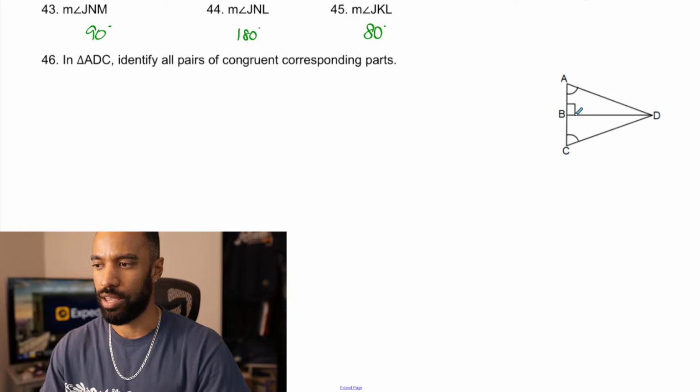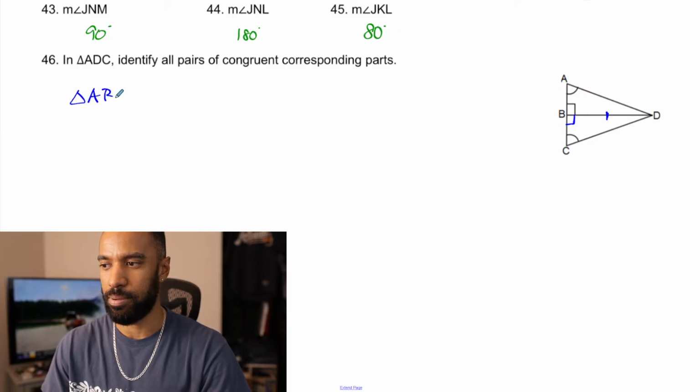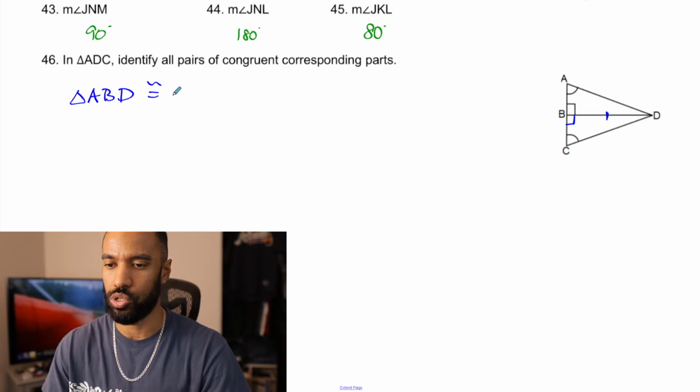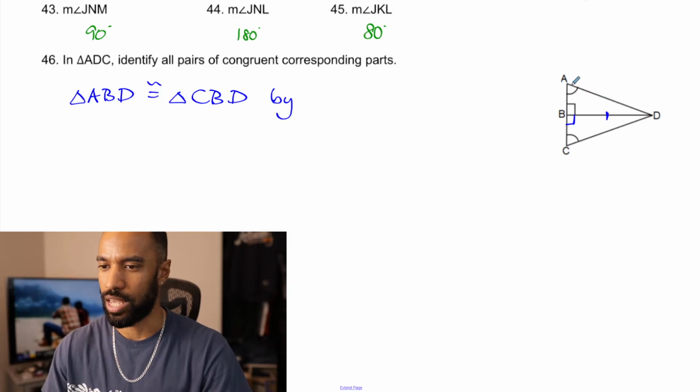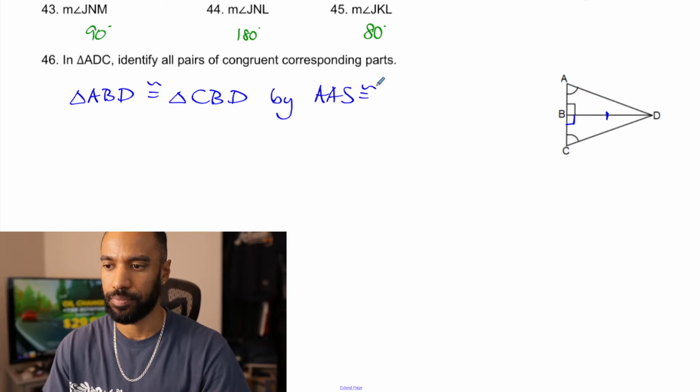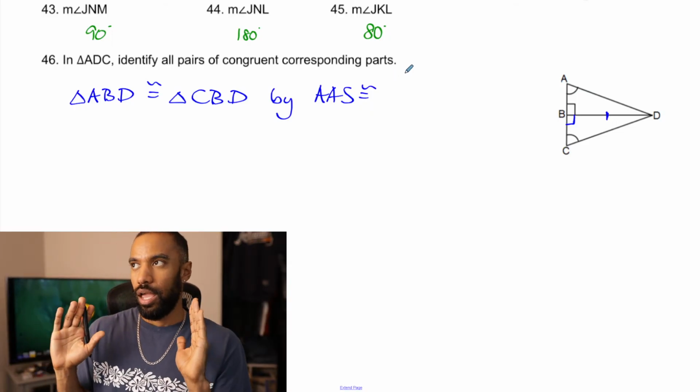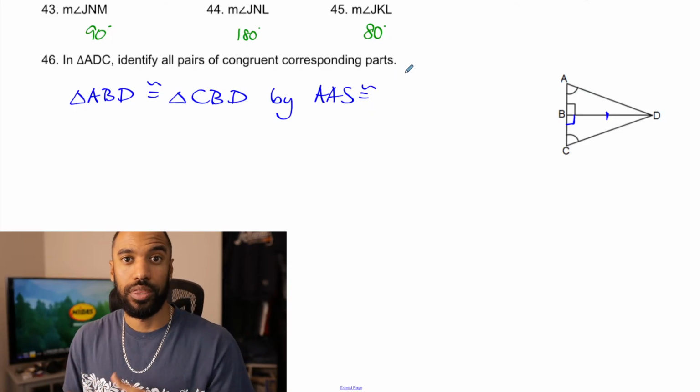Two angles congruent. If this is a right angle, so is that. It makes those congruent. This is congruent to itself, reflexive property, a shared side. So triangle ABD is congruent to triangle CBD by, it looks like, angle, side, by angle, side. If the triangles are congruent, then all corresponding parts are congruent.